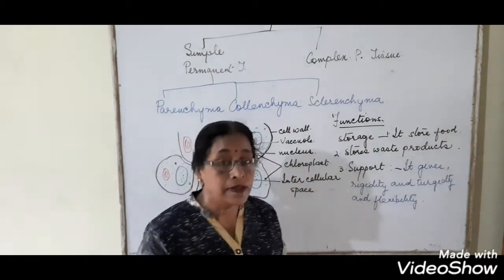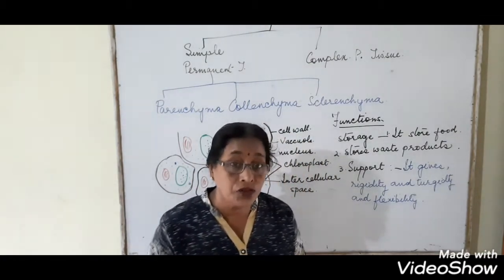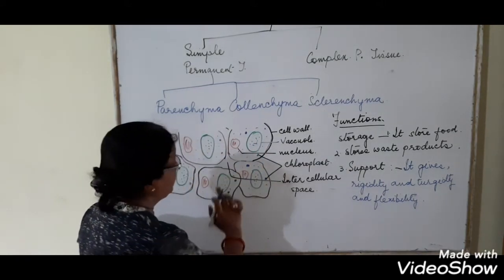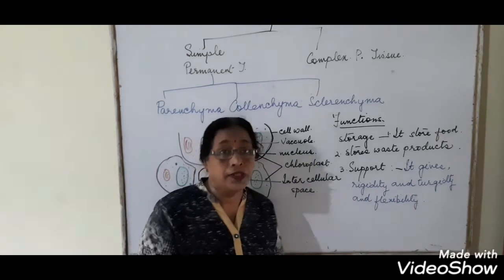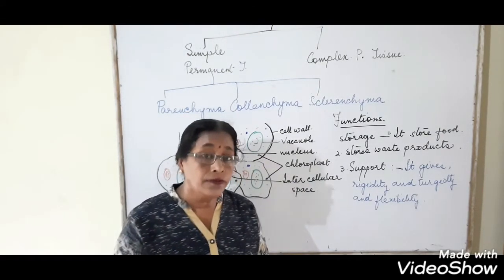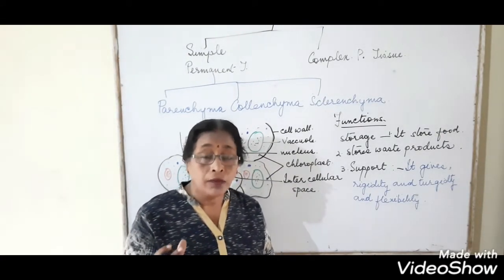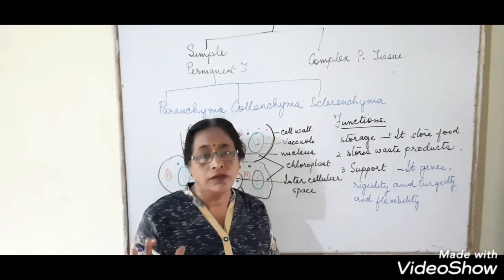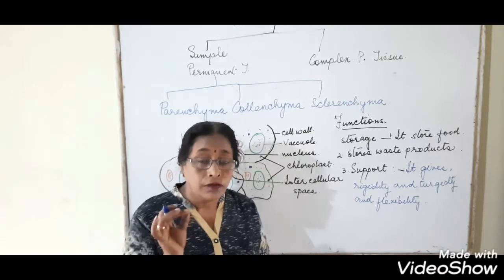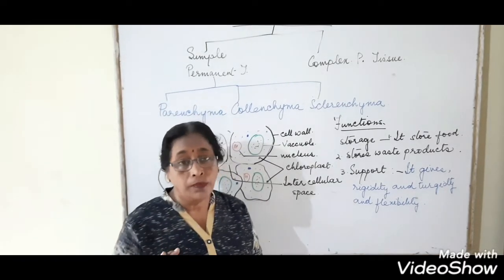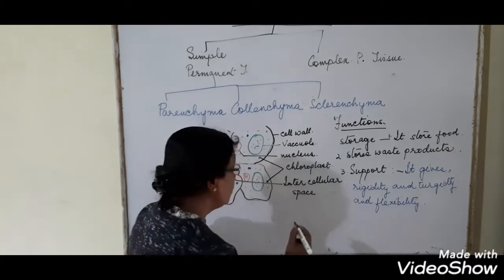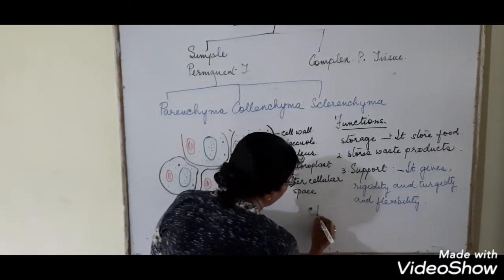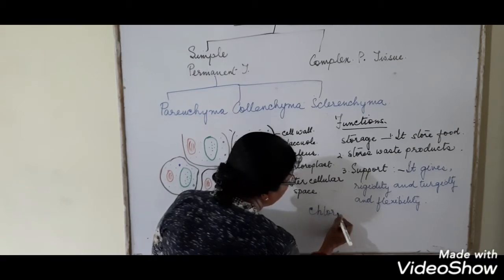The parenchyma cells also help in exchange of gases. You see the intercellular spaces. These intercellular spaces help in exchange of gases. Now parenchyma cells are living cells. They are found abundantly in all parts of the plant. So if they are found in the green parts of the plant, they are known as chlorenchyma.